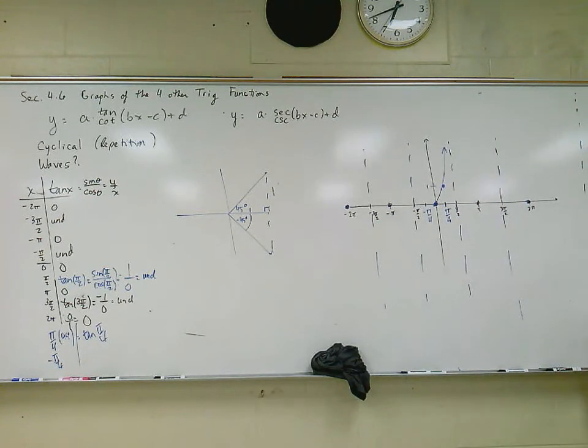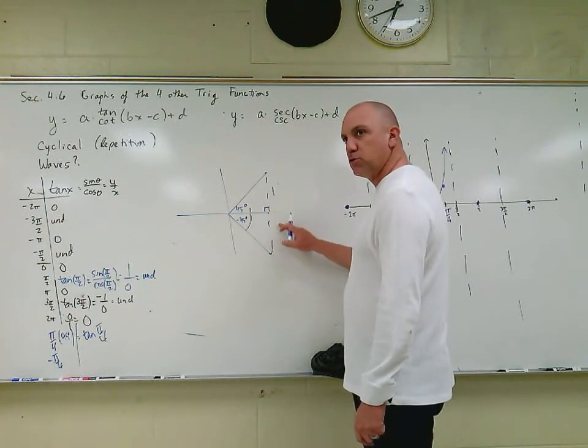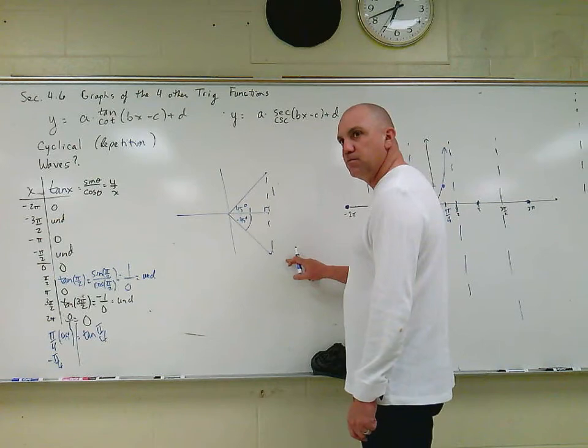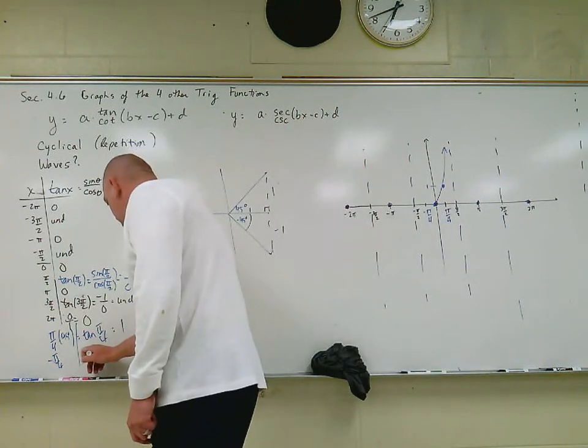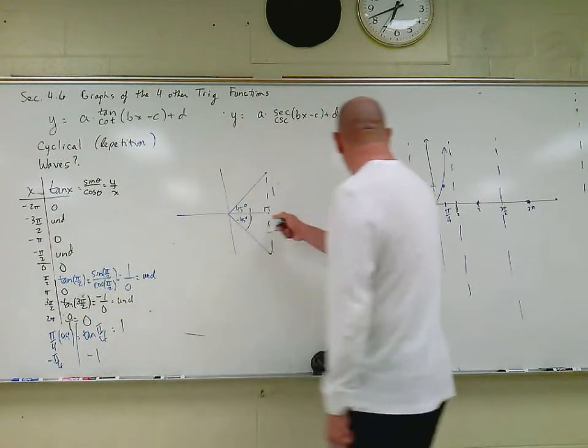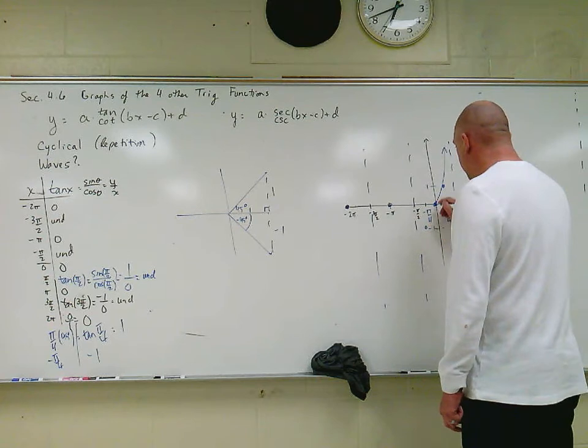Okay. All right, negative 45. So we still have this as 1, but now we're in the fourth quadrant. So what's the y leg? Negative 1. So tangent of 45, we got 1. Tangent of negative 45, we get negative 1. Okay. There's that. It does this.